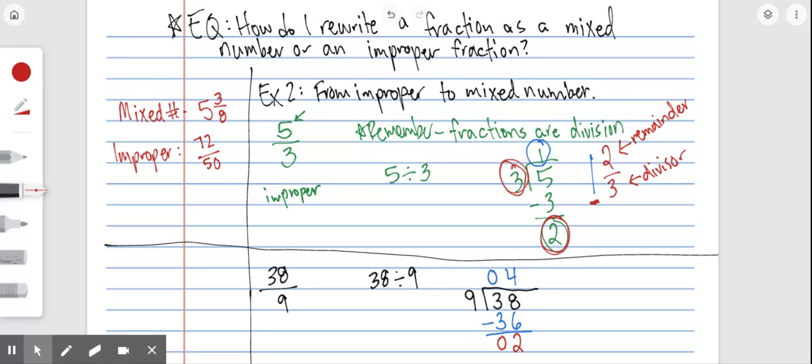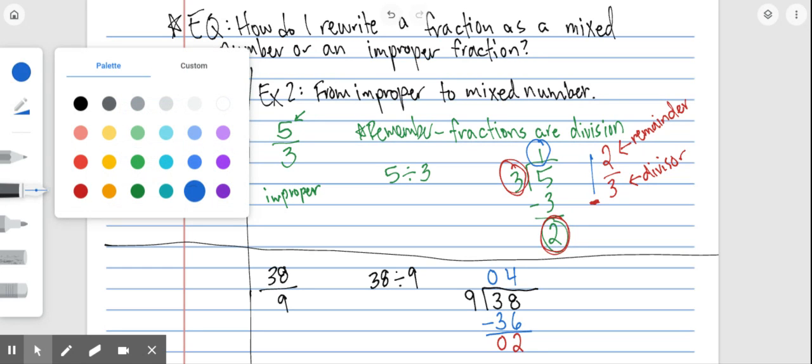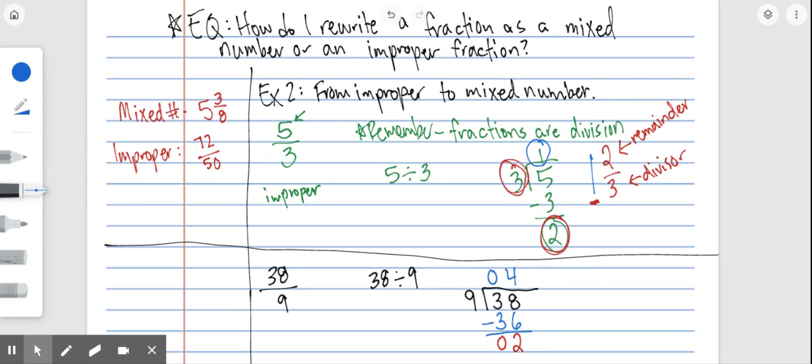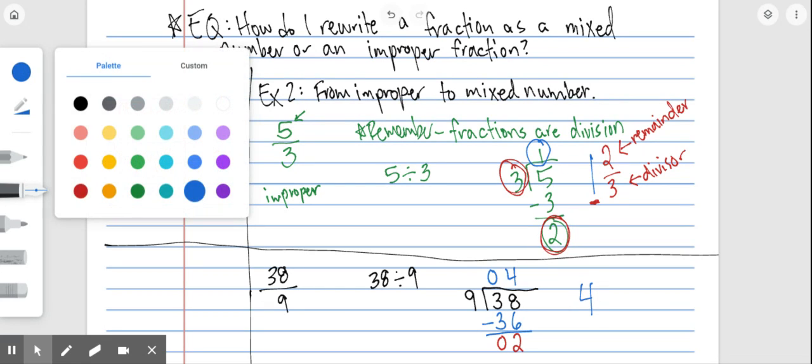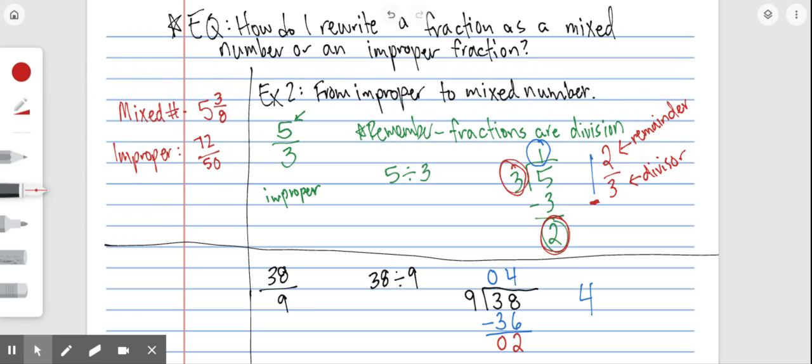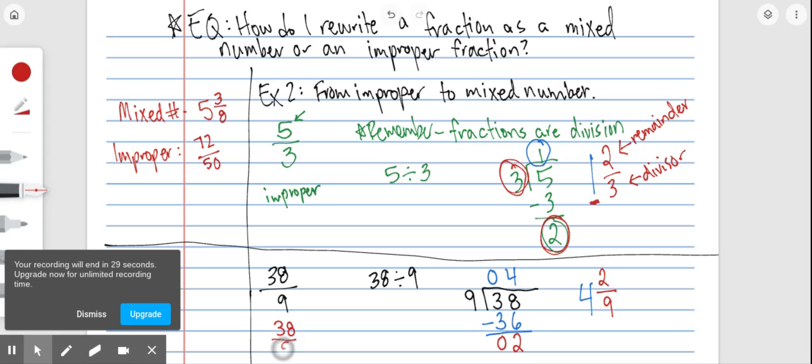And we have a whole number and a remainder. We start with the whole number, and that is 4. Then we use the remainder, which is 2, and the number of things that we were dividing by, or the divisor, is 9. So 38/9 is equal to 4 2/9.